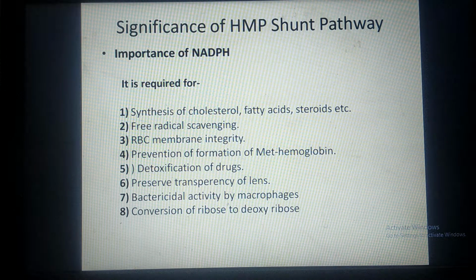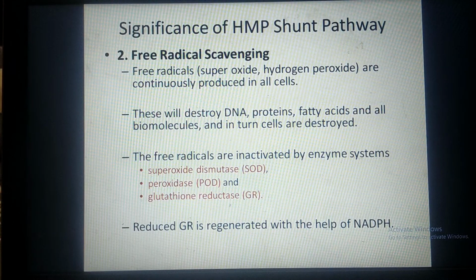NADPH is also required for scavenging the free radicals from the body. It is also required to maintain the RBC membrane integrity. NADPH prevents the formation, or the accumulation, of methemoglobin. NADPH plays an important role in detoxification of drugs. It preserves lens transparency in the eye. It has some bactericidal activity in macrophages. So we will study in a little more detail the various actions of NADPH.